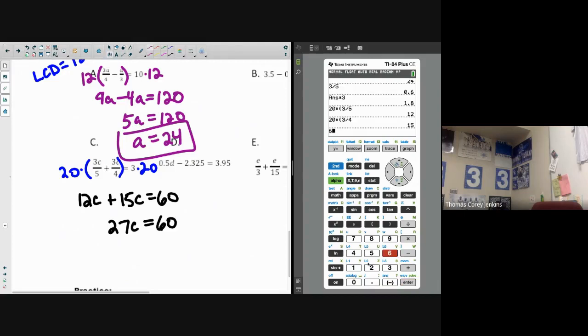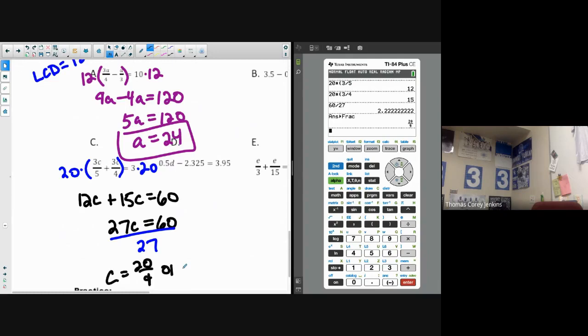Let's see what 60 divided by 27 is. That's one on MathXL where you're not going to be able to enter it that way. So you're going to need to know how to have your calculator turn that into a fraction. On mine, it's math and then fraction. On yours, it's going to be different, so see me if you don't know how to do that. So that's going to be 20 over 9, or your calculator might say 2 2/9.